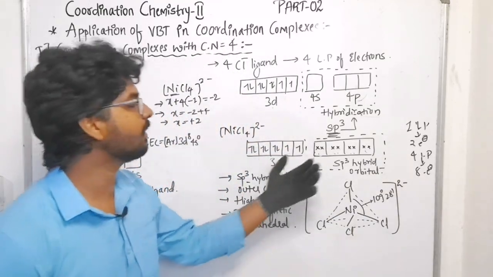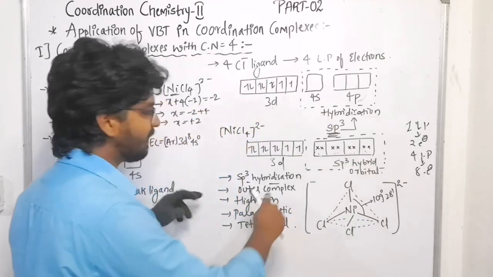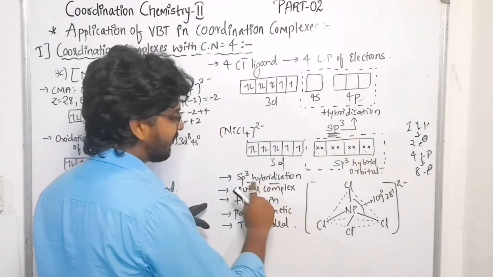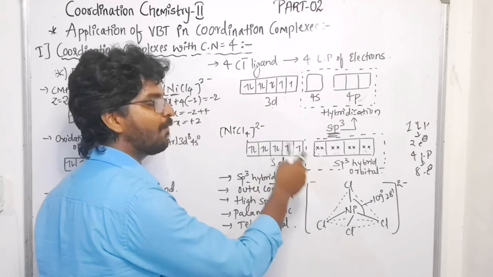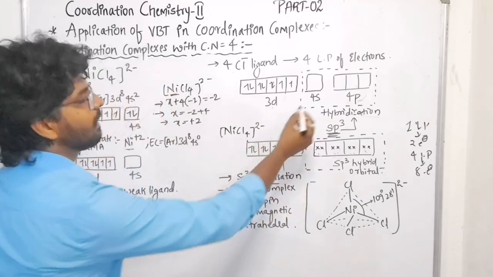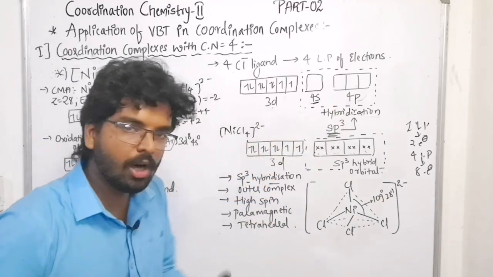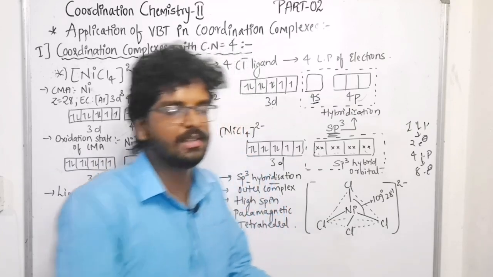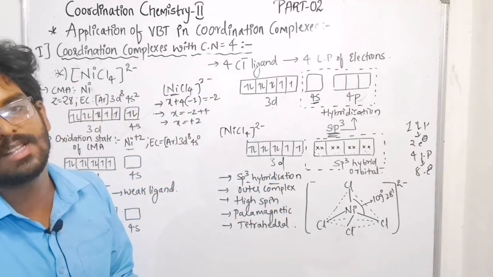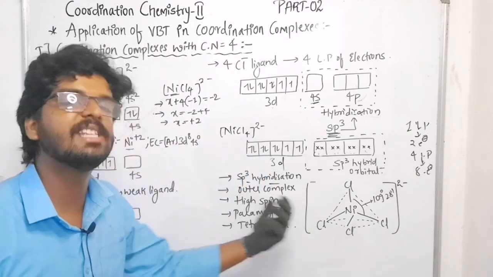Now let us try to draw the result from here. The first thing is, which hybridization is involved? sp3 hybridization. Which type of complex is it? Since the 4s, that is the nth orbital, is involved in hybridization, that type of complex we call an outer orbital complex or high spin complex.